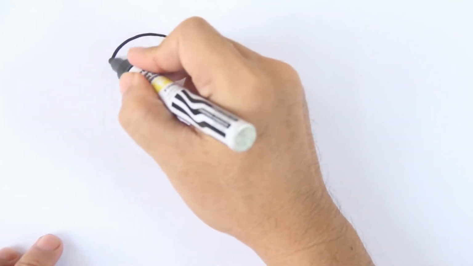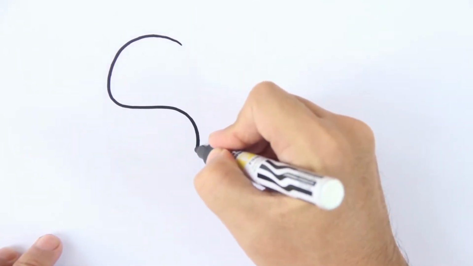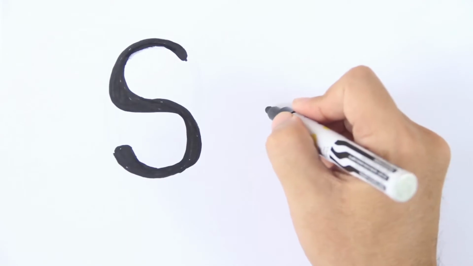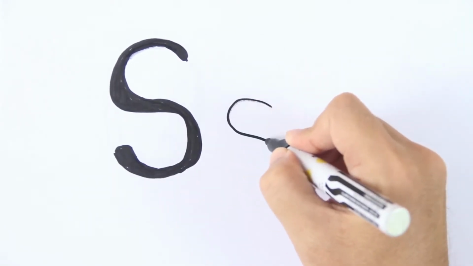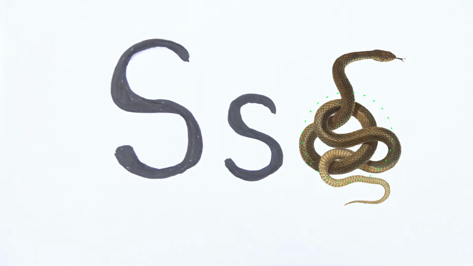This is capital letter S. And this is small letter s. S is for snake. Let's draw a snake.